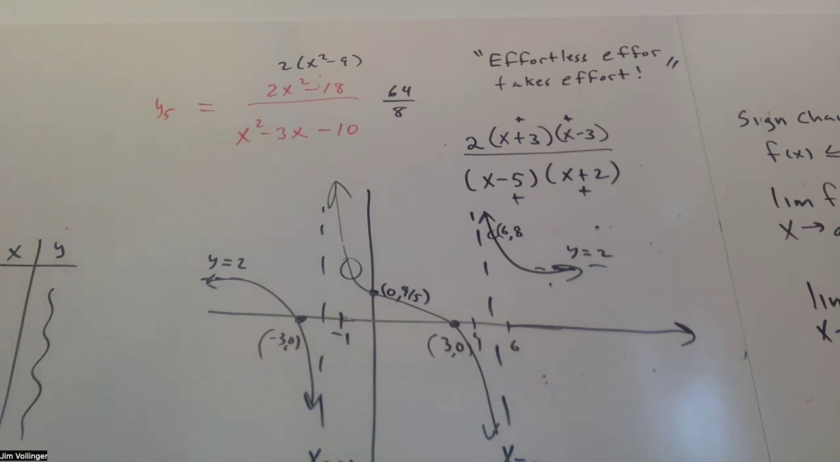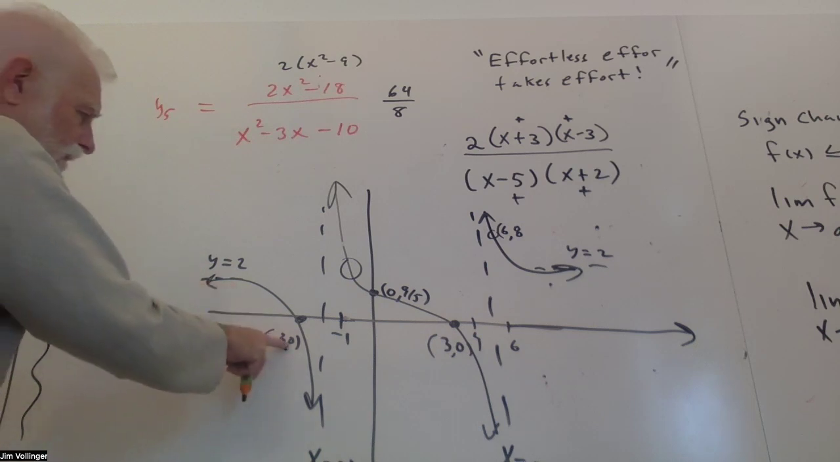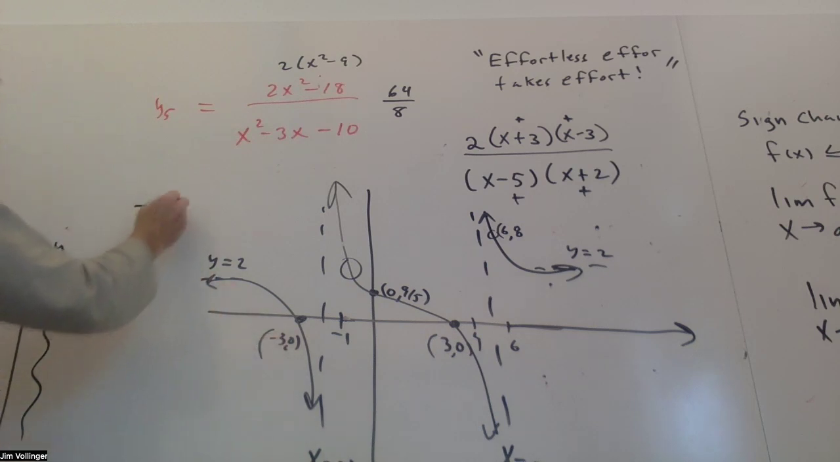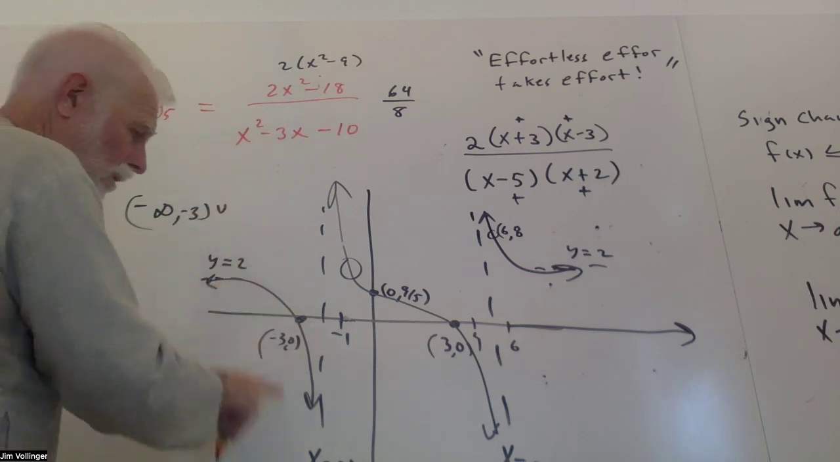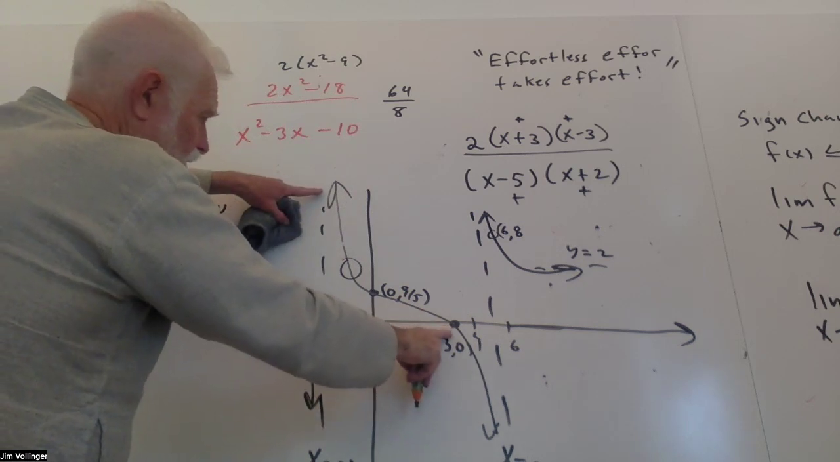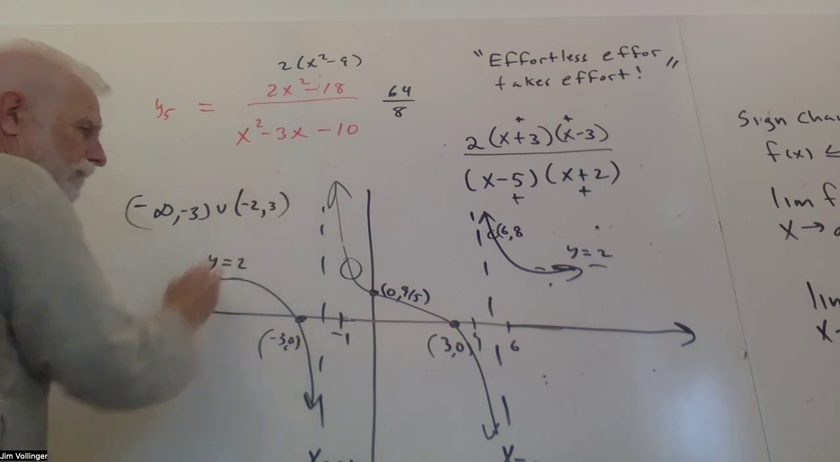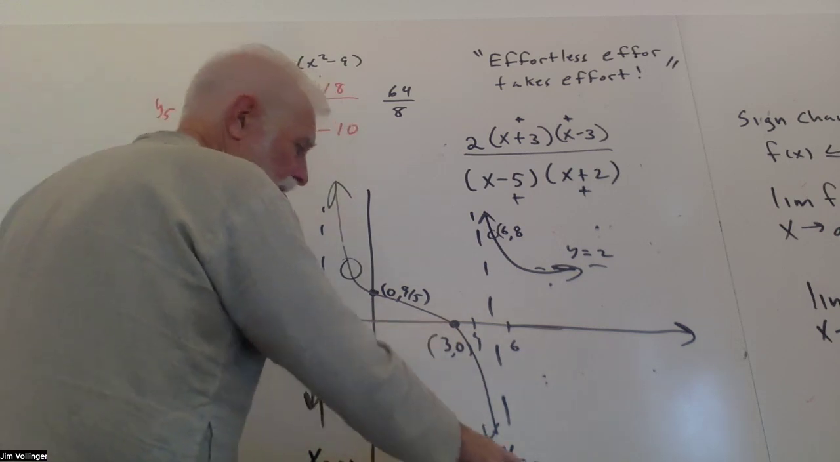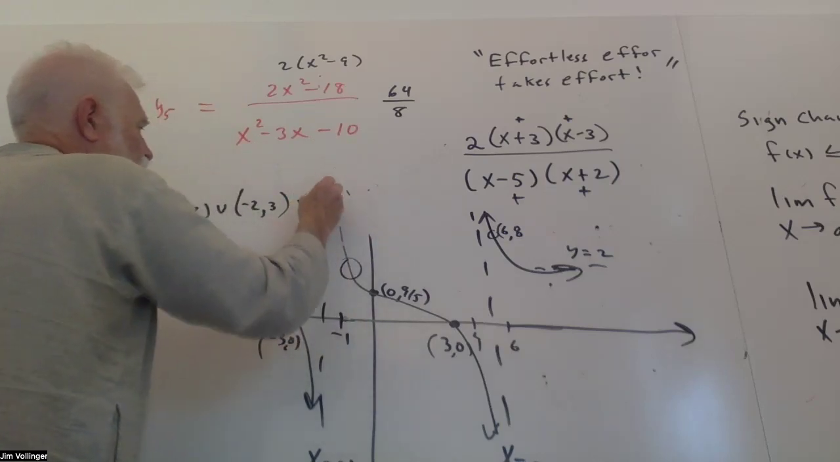And when am I bigger than 0 here? Let's go from left to right. Negative infinity to negative 3, union negative 2 to 3, which gives me bigger than 0. Then I'm negative, but after 5 I'm positive again, so union 5 to infinity.